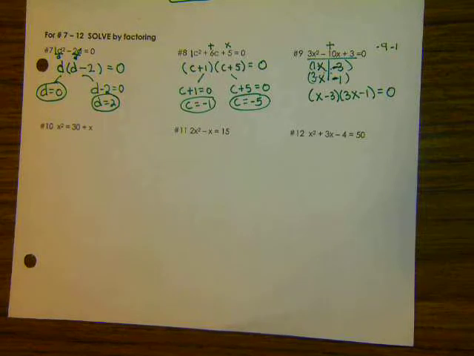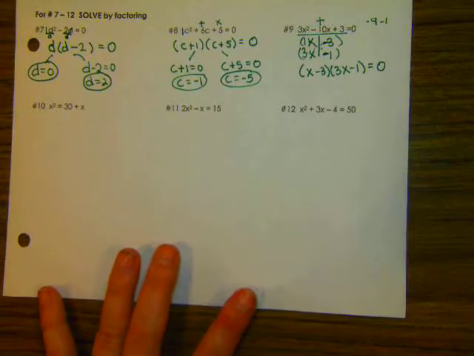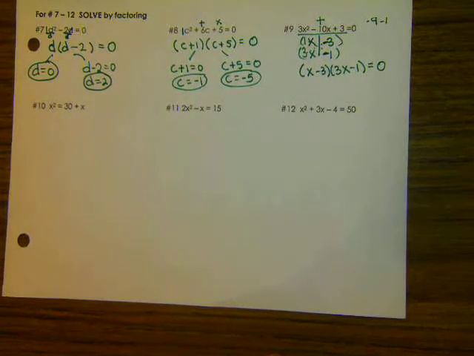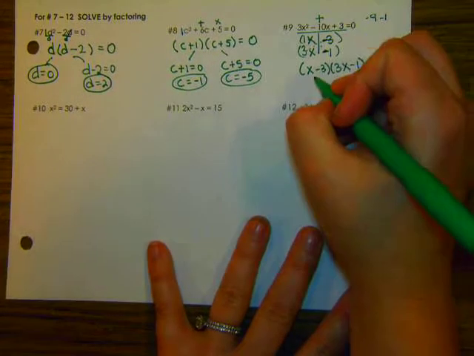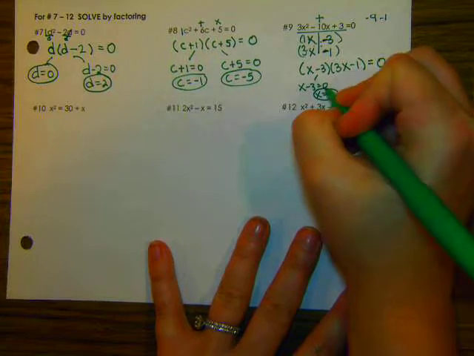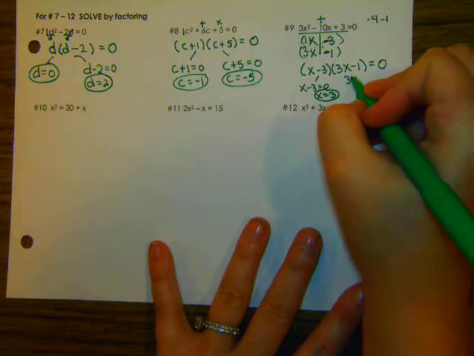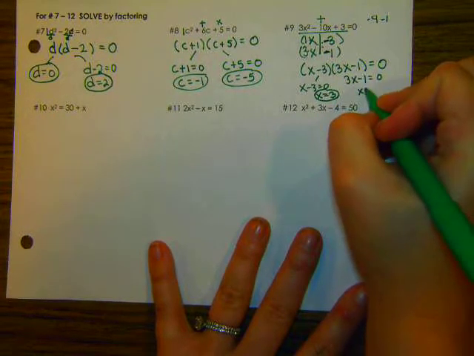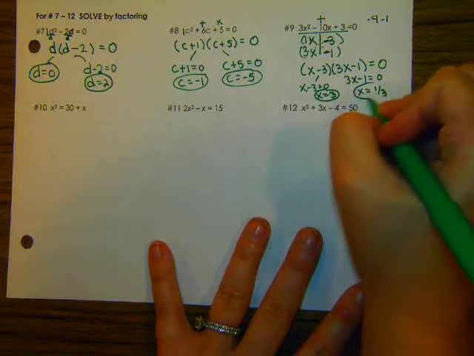But we haven't solved it. To solve it, you have to set both factors equal to 0. So x minus 3 equals 0, so one of them is x equals 3. And then 3x minus 1 equals 0, so the other one must be 1/3. You add the 1, you divide by the 3.